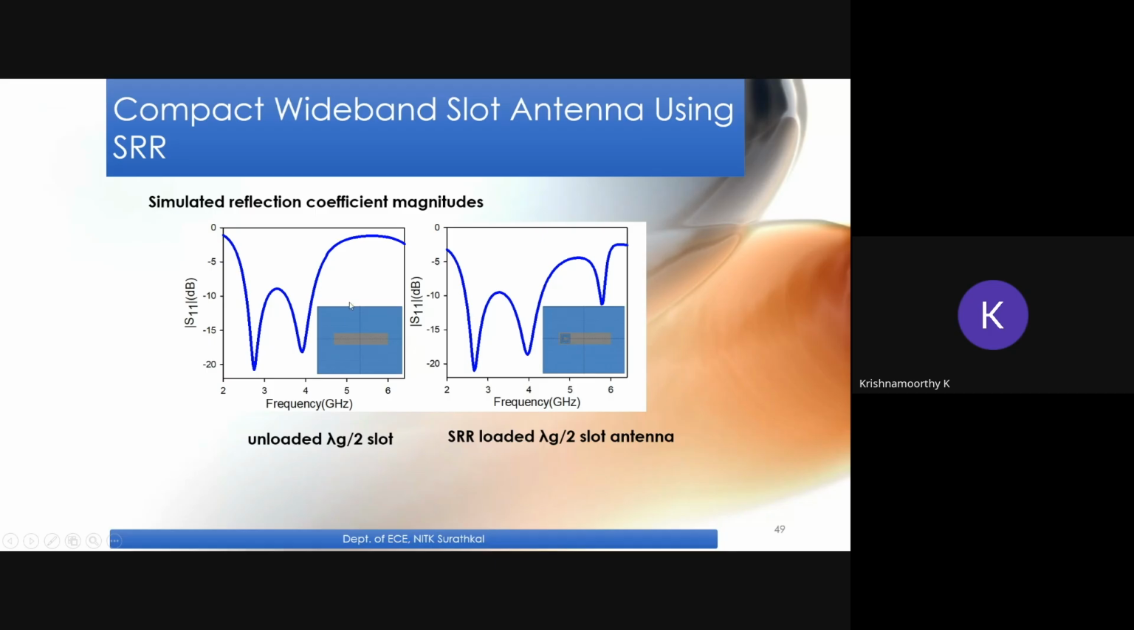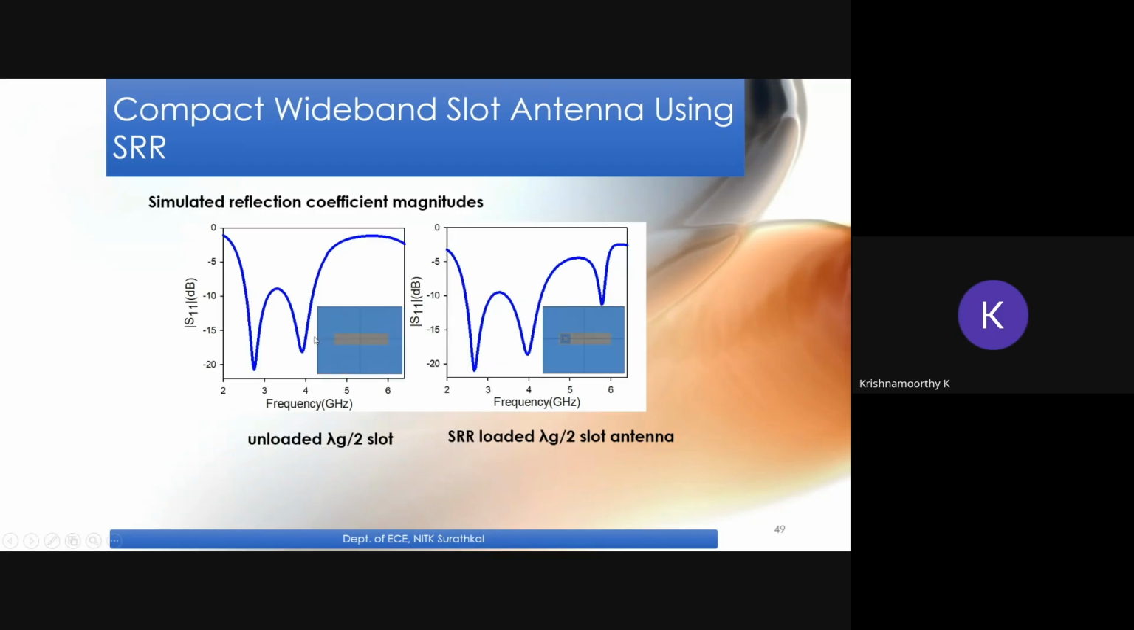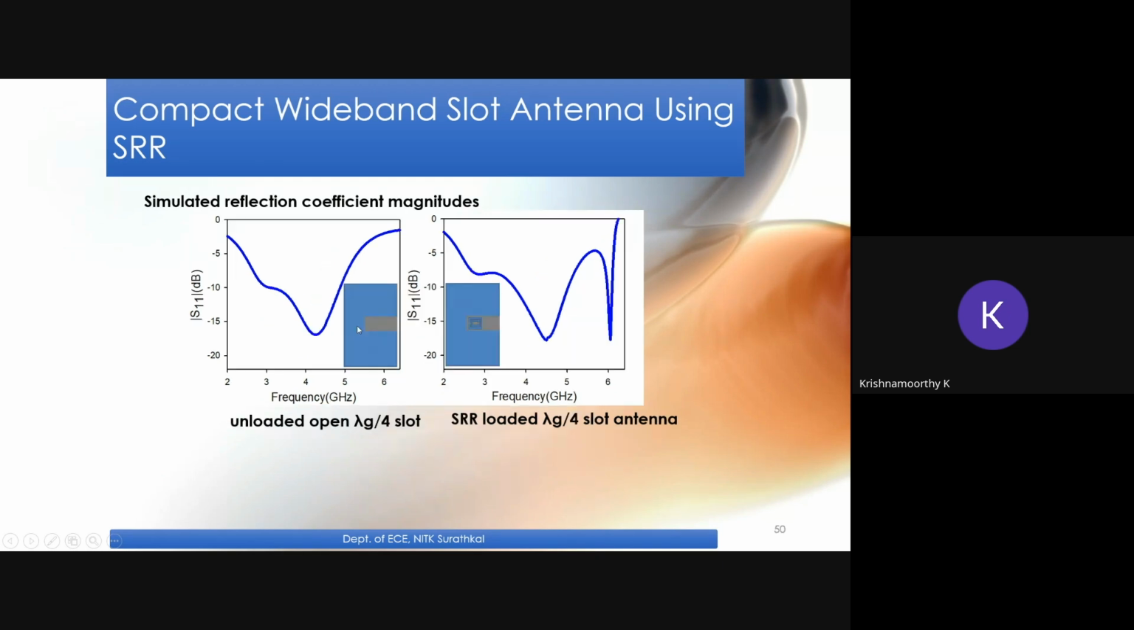By the symmetrical nature of this slot antenna, if you remove half of the slot antenna length, the resonance characteristics are not going to change. That's what we can see here. This antenna's resonance characteristics and this antenna's resonance characteristics are mostly the same, but the length is reduced to half. So in the reduced length antenna, if you load this SRR structure, then we get the additional resonance frequency. Then we have the dual resonance, dual band antenna here.